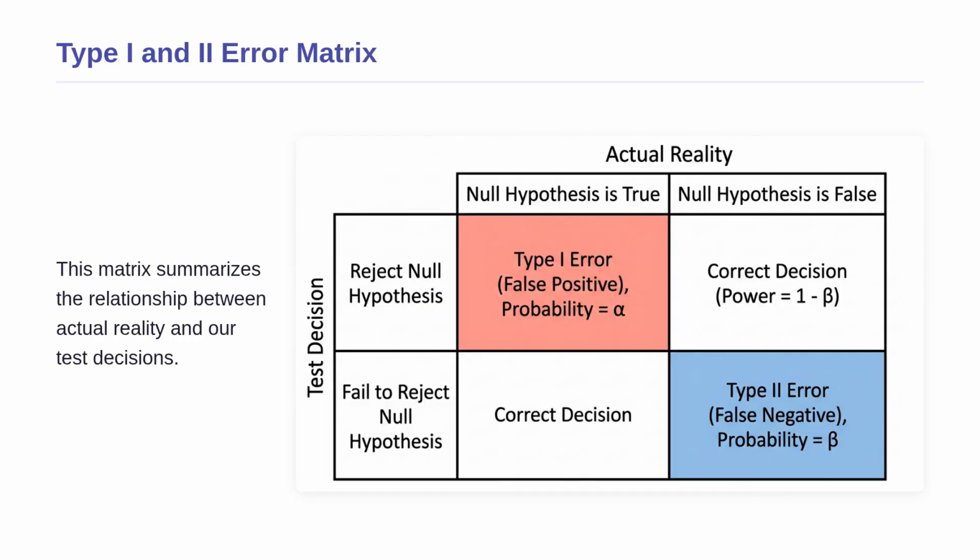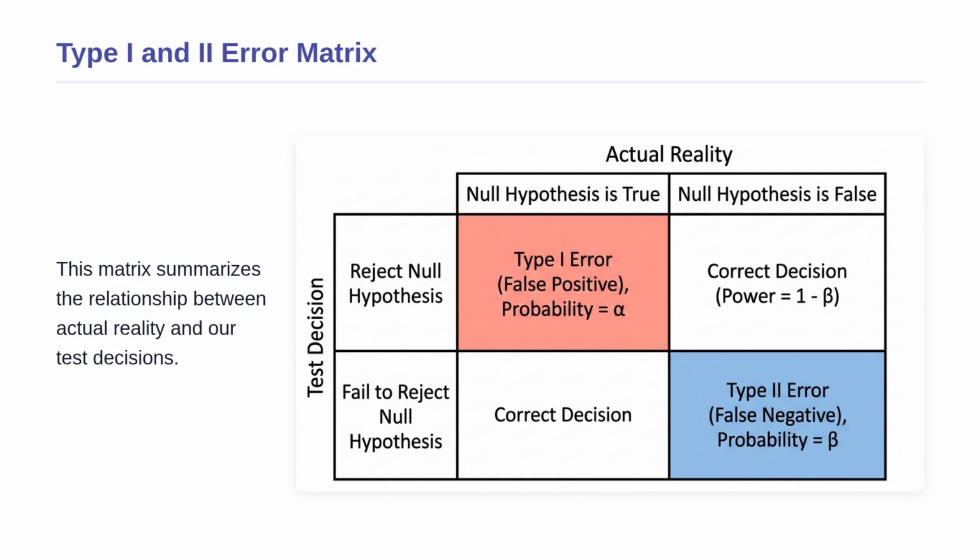To visualize everything we have learned, let us look at this error matrix. On the top, we have the actual reality. Either the null hypothesis is true or it is false. On the left, we have our test decision. Either we reject the null hypothesis or we fail to reject it.